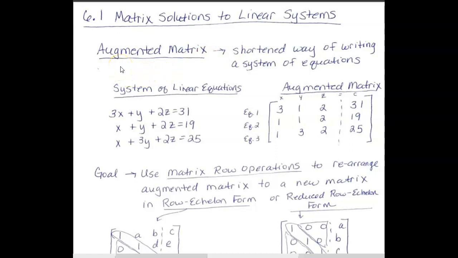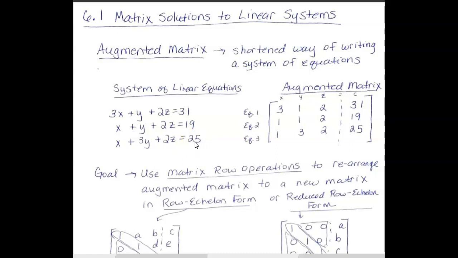All right, so we use what we call an augmented matrix to set these problems up. This is a shortened way of writing a system of equations. So if we have a linear system of equations that looks like this, say it's 3x plus y plus 2z equals 31, x plus y plus 2z equals 19, x plus 3y plus 2z equals 25, we can create what we call an augmented matrix.